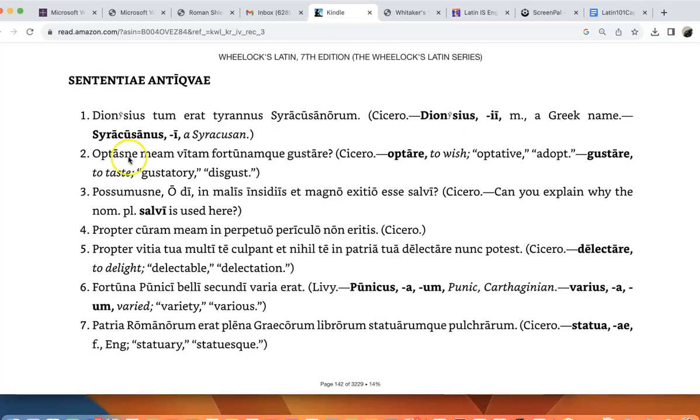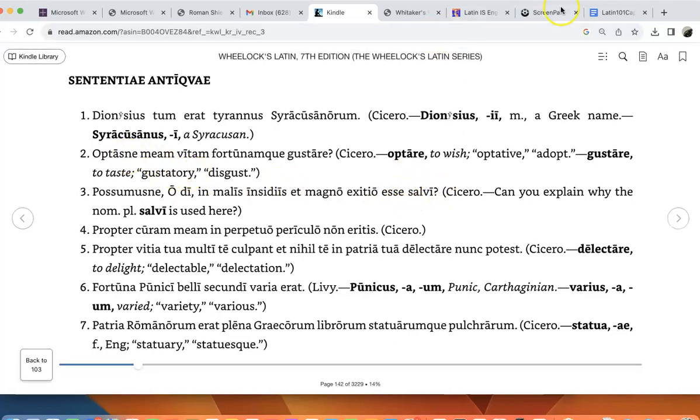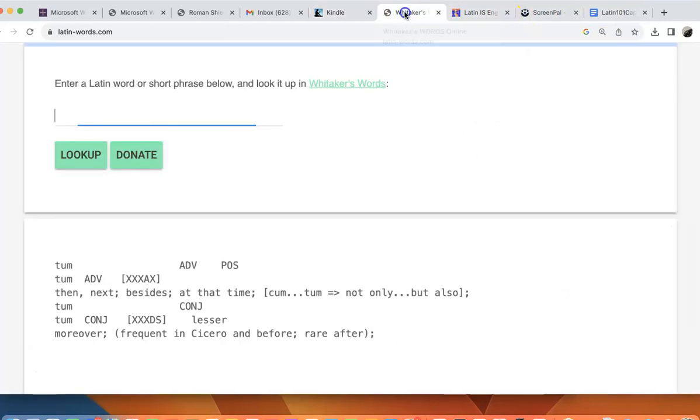Excuse me. The -ne is often used with questions. So here you can see we have a question mark. Looking ahead to number 3, we also have a -ne, and we have a question mark. This is called the enclitic or the tacked-on particle. We don't have this in English, but if I just do that, you'll see what I mean here.